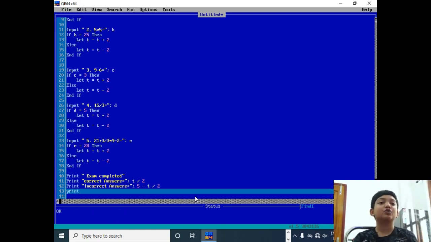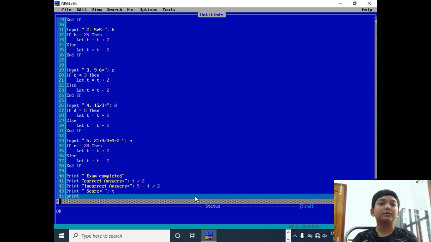I will be writing print score. Score is equals to how much? T only. And percentage, print percentage is equals to how much? Percentage t divided by 10. Sorry, how many questions are there? 5. Multiplied by 100. Suppose t is 2, so 2 by 5 multiplied by 100, that means 40. 40%. This is okay, but where will be the percentage sign?